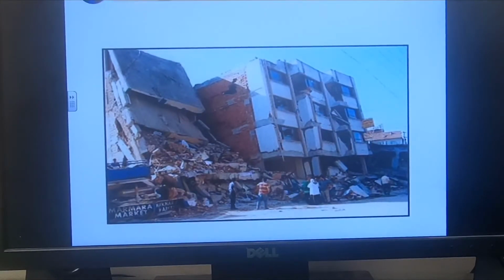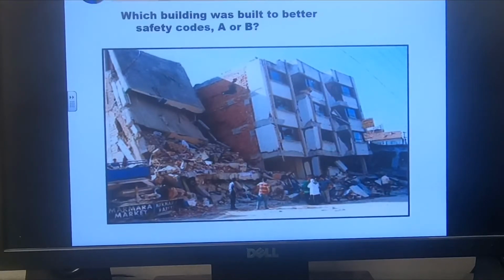But certain buildings can withstand more than others. So which building do you think was built better? Obviously A or B. So in this case, clearly B was built slightly better than A, although neither of them fared very well.